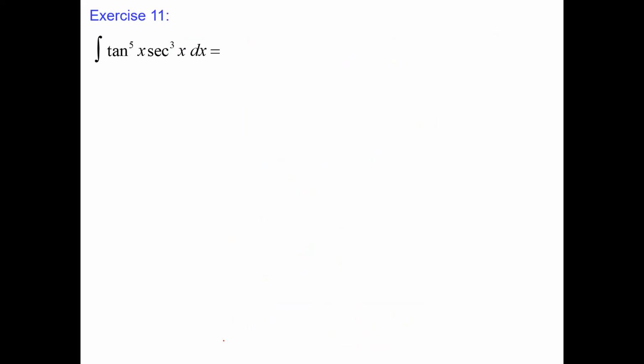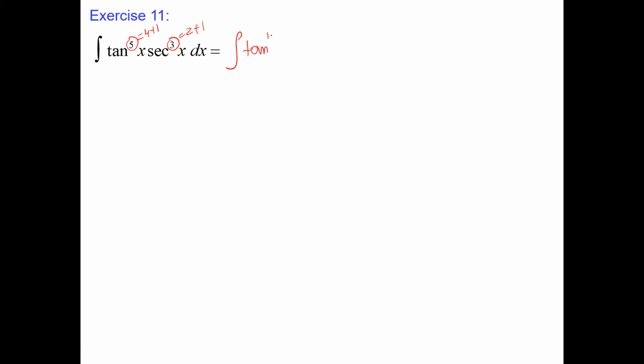That's odd. Even if I decide to change this for the secant square, it will not be easy to rewrite tangent to the power of 5 in terms of secant. Tangent to the power of 5 would be okay because tangent will be u, but this one will be 2 and 1, secant of x in terms of tangent. Some square root will be involved. That means, no. What we will do, I will actually pull out one tangent, one secant.